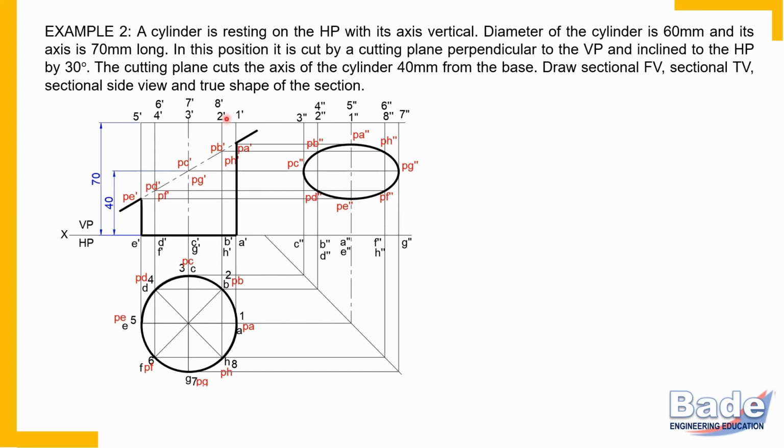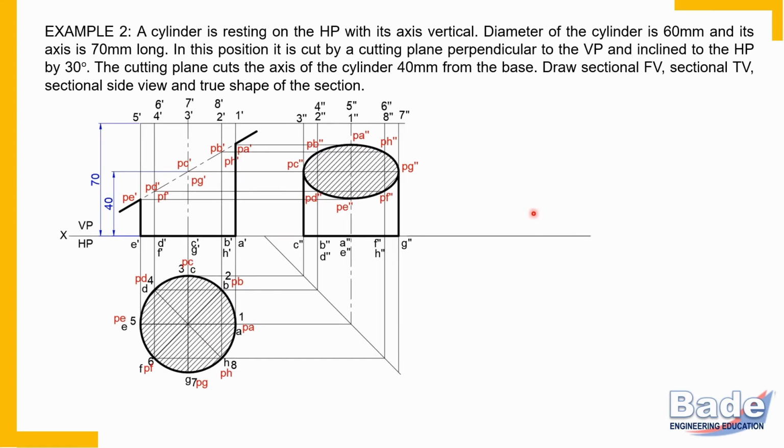Side view, check: the upper portion is the removed portion, and the lower portion is the retained portion, but it's a cylinder. So only the boundary of the retained portion you should make dark. So this is how I made the boundary dark. Now hatching lines in the section. So the sectional front view, sectional top view, and sectional side view are ready.